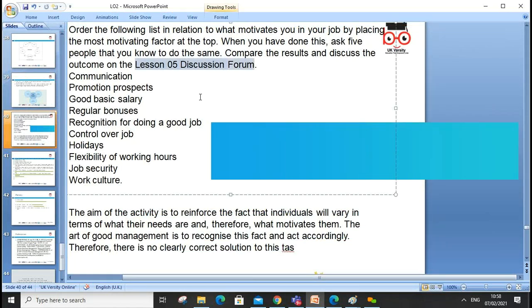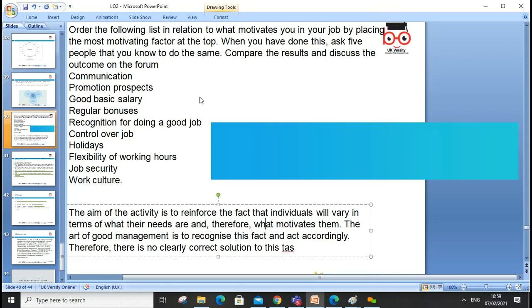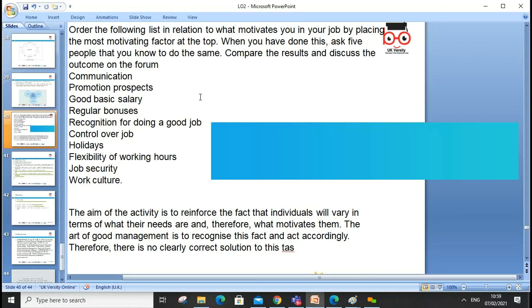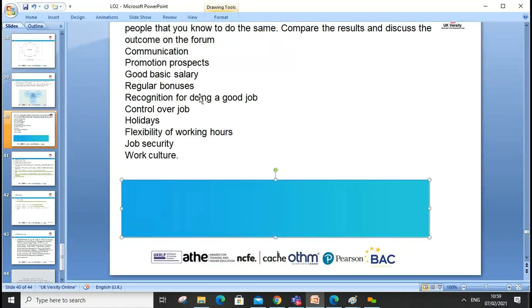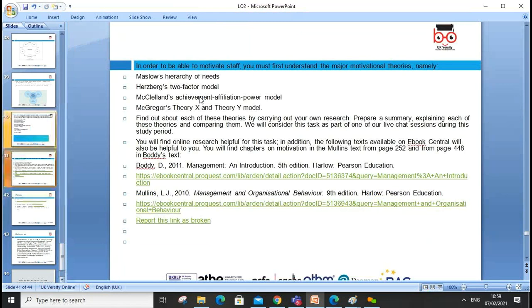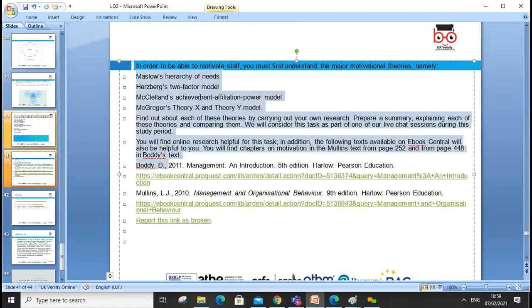Really in the forum, not lesson 5 hour. So that's it. The aim of the activity is reinforcement, so that also helps, and we can use this as an activity. Okay, next we can look at Maslow.